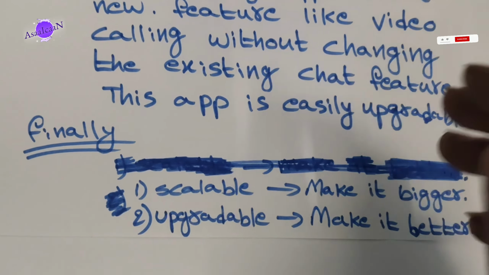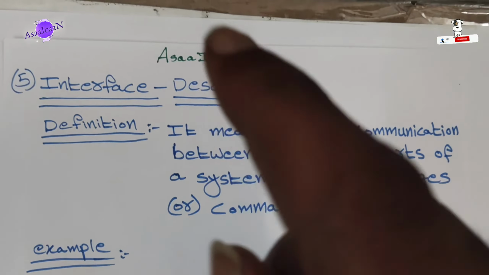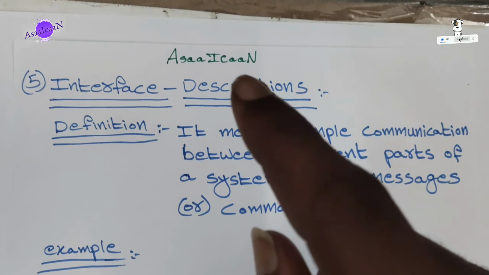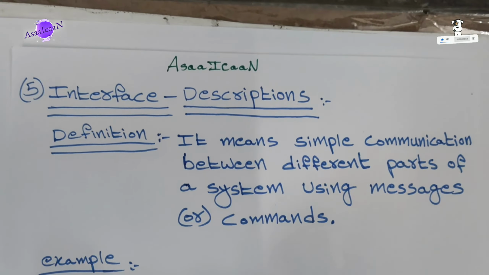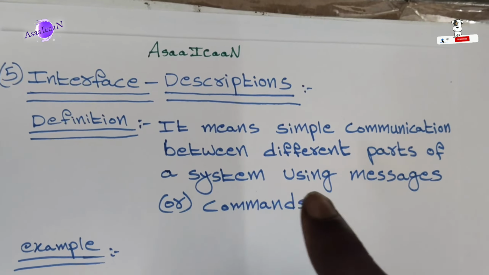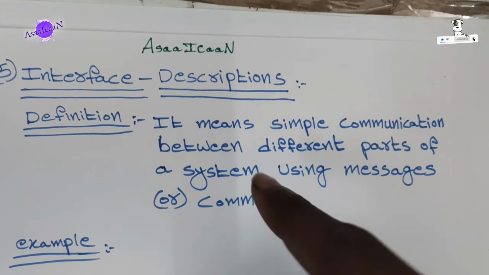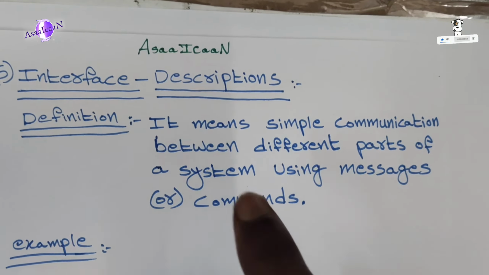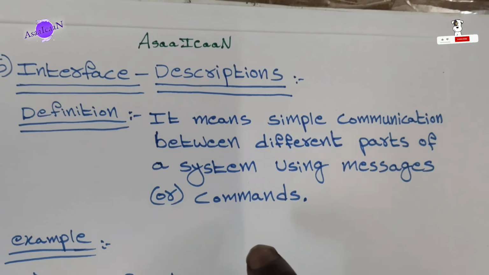Now let's see the next benefit of OOP. This is the fifth benefit of OOP: interface descriptions. So here's the definition. It means simple communication between different parts of a system using messages or commands.